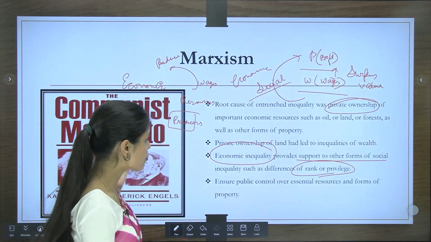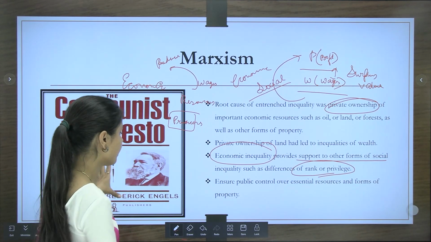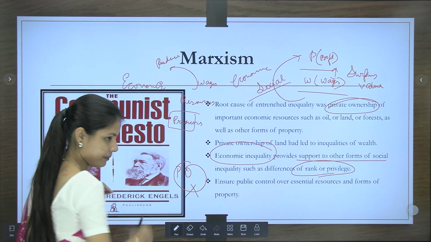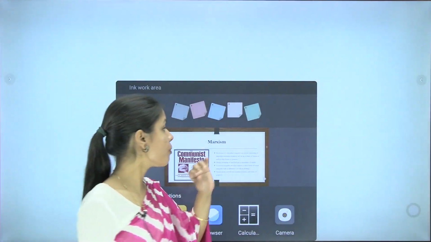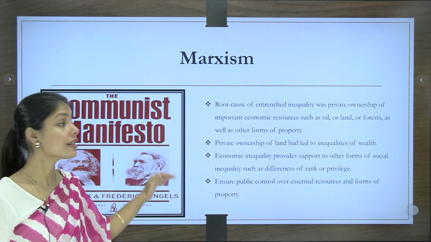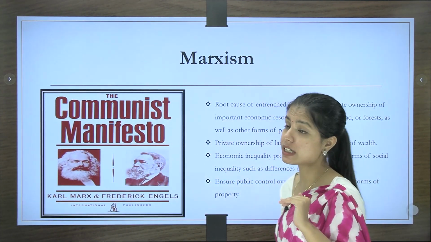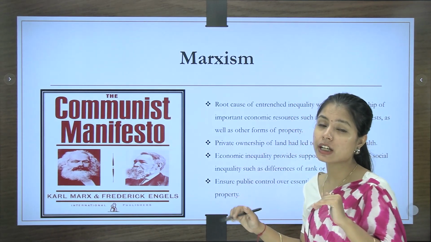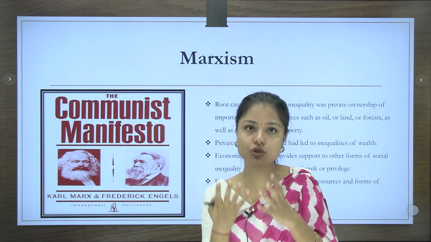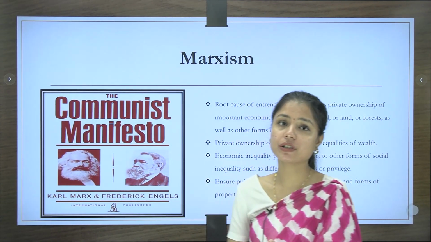So what is the solution, you ask? Karl Marx says we need to ensure that this private ownership of property ends, that there should be no private ownership of property, which means that in a country there should not be this bunch of producer class which is owning all the land, all the resources, all the capital.